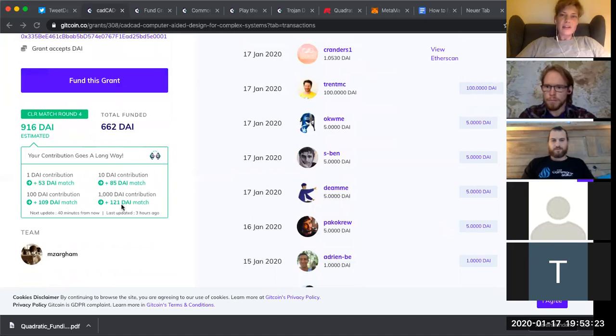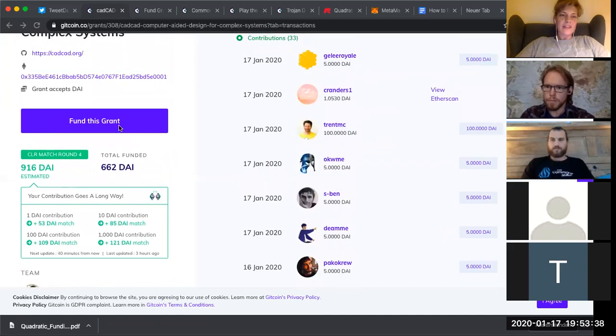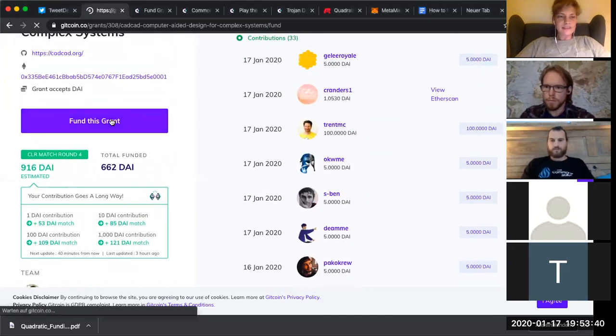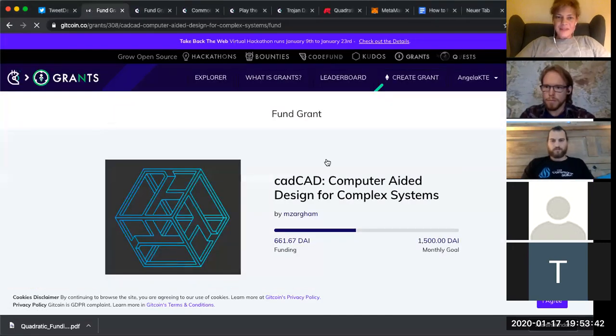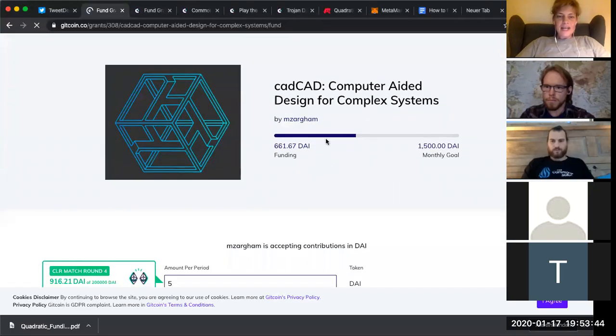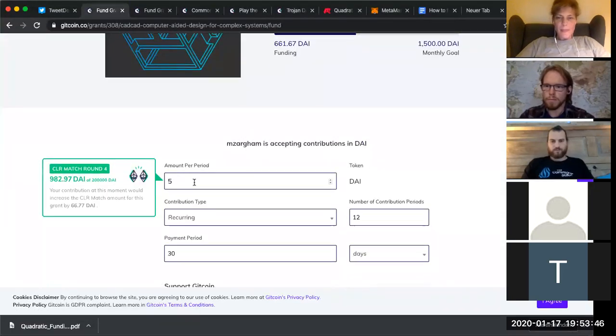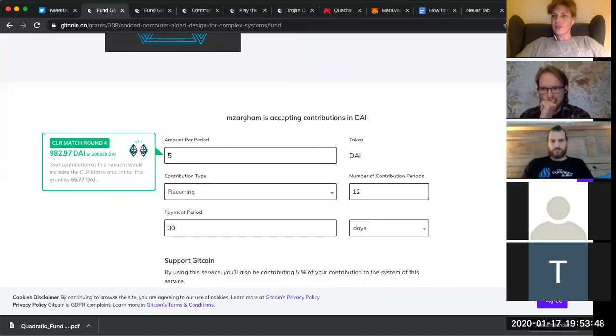What's interesting here is this area. As we mentioned, UX, your contribution goes a long way. So here are proposals. If you contribute 1 DAI, then this will be the result from the matching pool. And of course, you can play around with it as well. And then if you go to fund this grant, you can choose how much you want to contribute. And what's important, this needs to be connected with your MetaMask wallet.